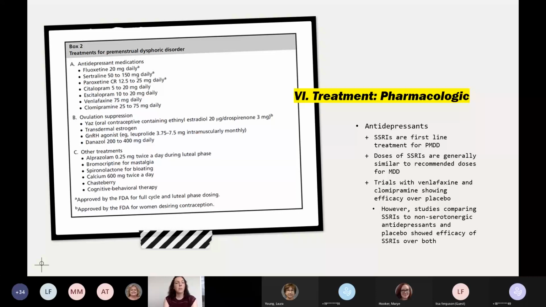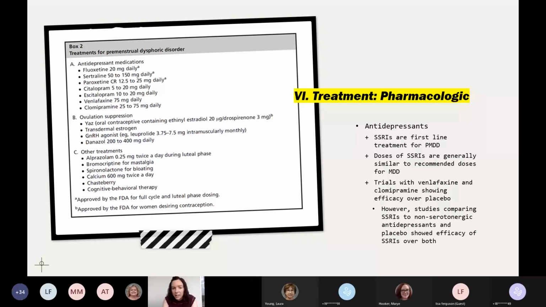There are a couple other antidepressants that have been studied but haven't gotten that full FDA approval. It doesn't mean you can't use them. They have been shown to be efficacious. It would just be an off-label prescription. A couple antidepressants that have been studied that aren't SSRIs would be venlafaxine and clomipramine. Both have shown efficacy over placebo in trials, but when trials compared SSRIs to venlafaxine or non-serotonergic antidepressants and then placebo, the SSRIs outperformed the non-serotonergic antidepressants, which is why they are our first line in this category.